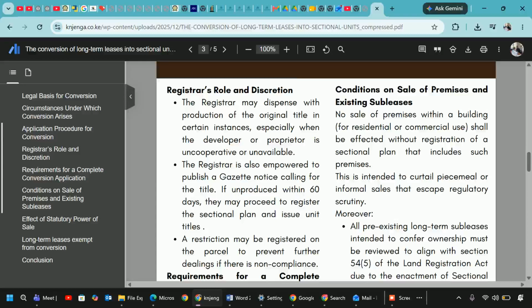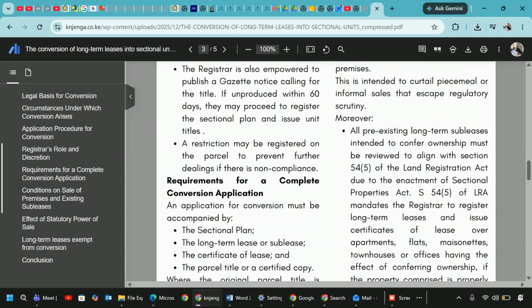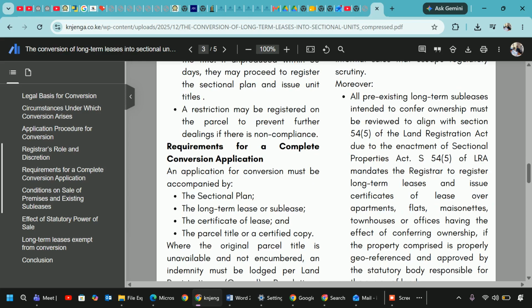Then what are the conditions on sale of premises and existing subleases? No sale of premises within a building for residential or commercial use shall be effected without registration of a sectional plan that includes such premises. This is intended to curtail piecemeal or informal sales that escape regulatory scrutiny. Moreover, all pre-existing long-term subleases intended to confer ownership must be reviewed to align with Section 54(5) of the Land Registration Act due to the enactment of the Sectional Properties Act.